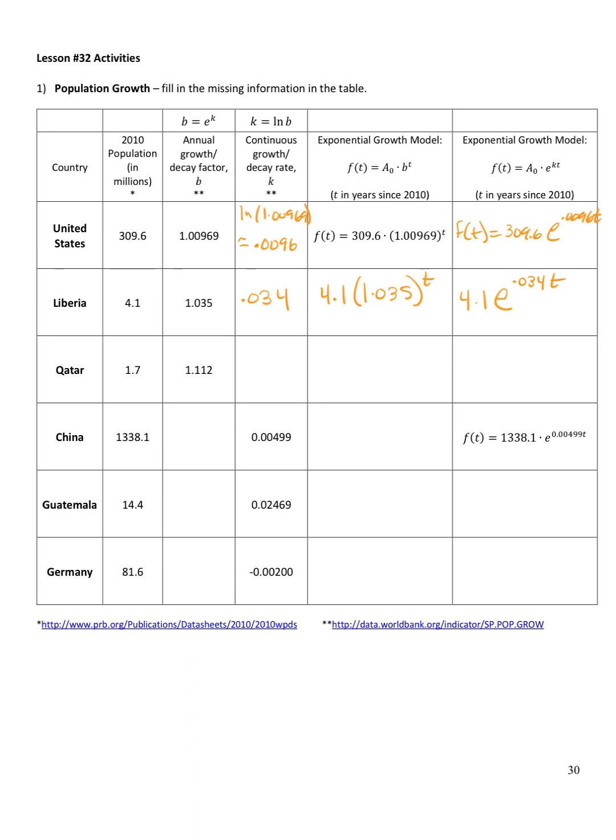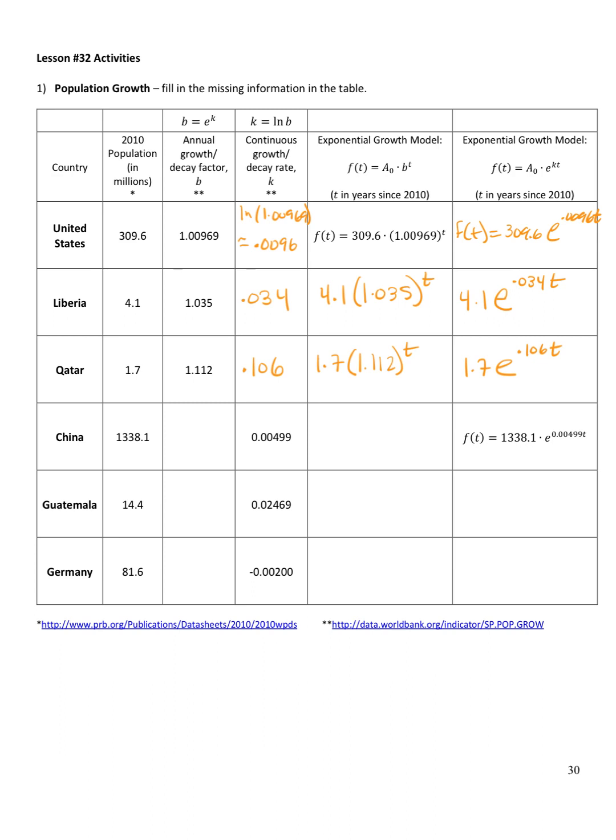Okay, Qatar, very similar. 1.112, I'm going to take the ln of that to get my continuous growth rate, and I get 0.106, and then plug into both of the models. So A naught is 1.7, B was given 1.112 to the T, and then for the continuous growth model, I have 1.7 E to the 0.106 T.